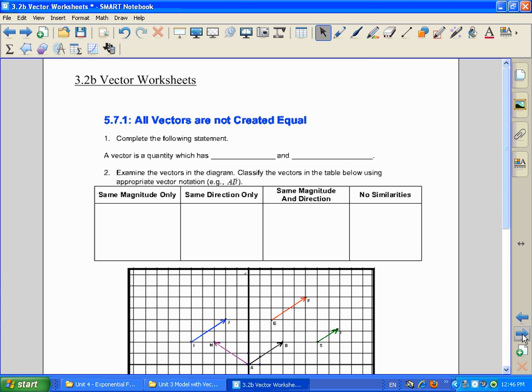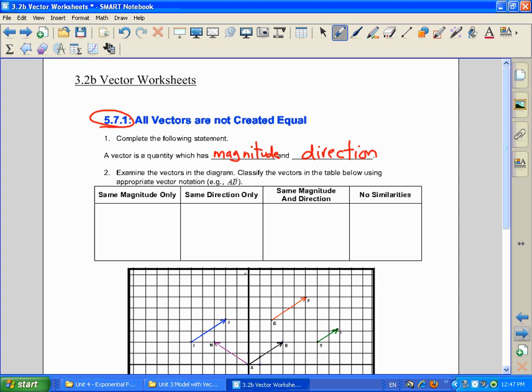All right, let's take a look at the next handout, which is the first part we're going to do in our lesson. So our lesson today is going to be the one worksheet. These are taken from the TIPS binder, which often is a resource from the government that we use. Okay, so it says all vectors are not created equal. All right, complete the following statement. A vector is a quantity which has a magnitude and direction. Remember, the scalar only has a magnitude.